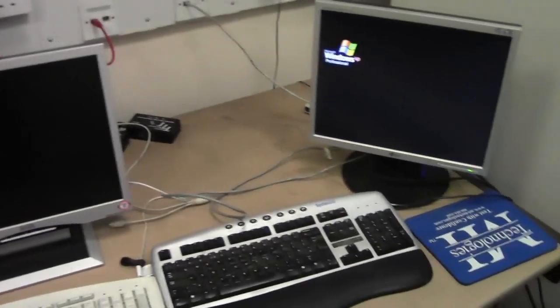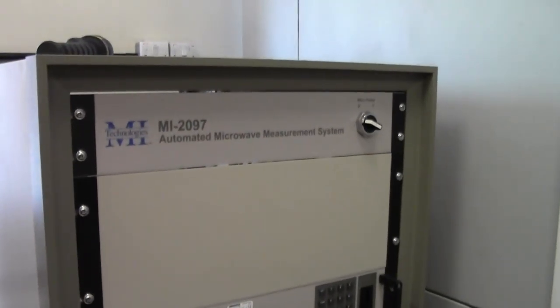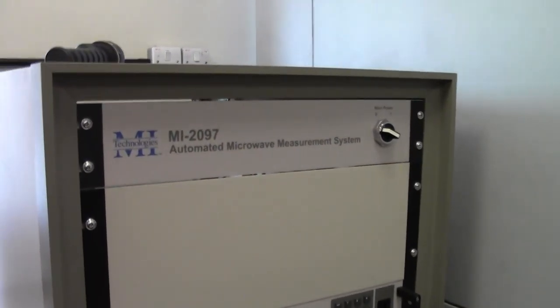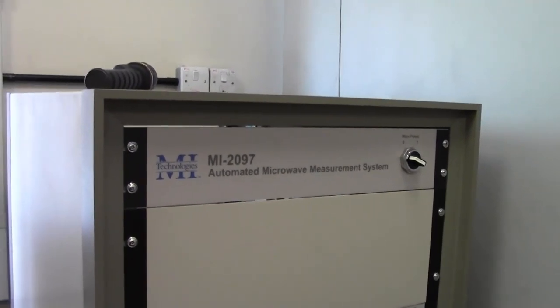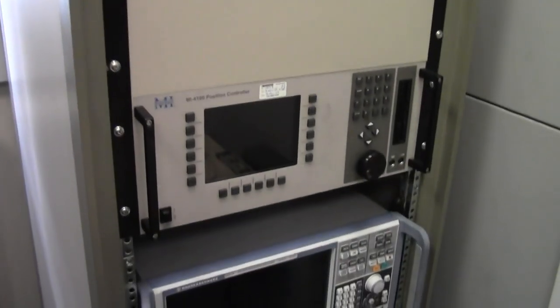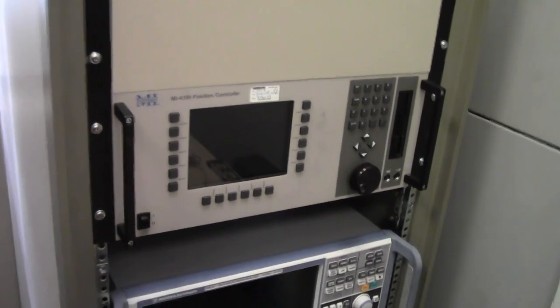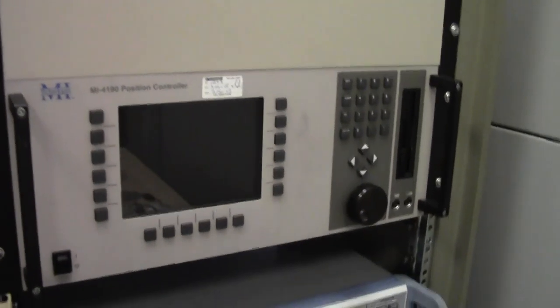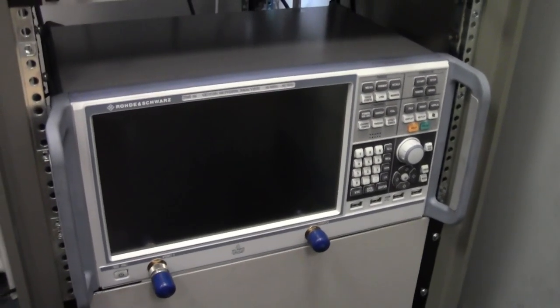That's why you won't get a dose of radiation or anything. And there we have it, that's the automated microwave measurement system, the MI2097, the MI4190, that's your position controller, so you can position your stages. Vector network analyzer, up to 40 gigahertz.